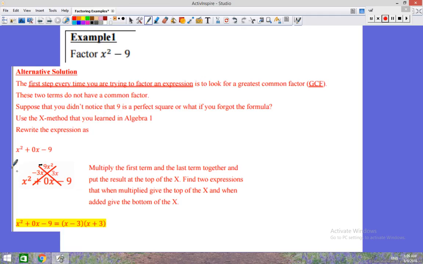So when your leading coefficient is 1, then we don't have to make a table. We'll see in later problems that when that leading coefficient is different than 1, we'll make a table and use our table to get our final factors. But here, with the leading coefficient of 1, we can use the negative 3 and positive 3, and we can say that x squared plus 0x minus 9 is equal to this product of x minus 3 times x plus 3. All right, so let's go on to the next example.